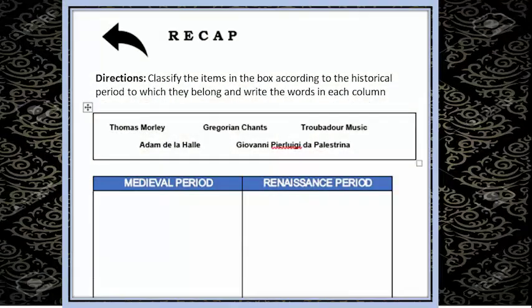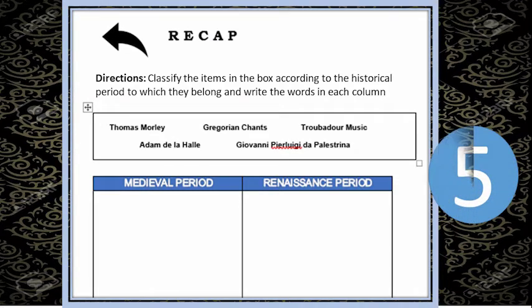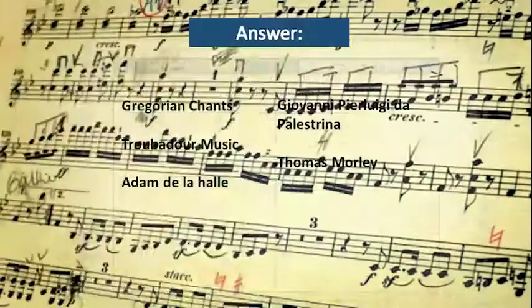Next, let's see if you remembered our previous lesson. All you have to do is to classify the items in the back according to the historical period to which they belong, and write the word in each column. Check your answers here.